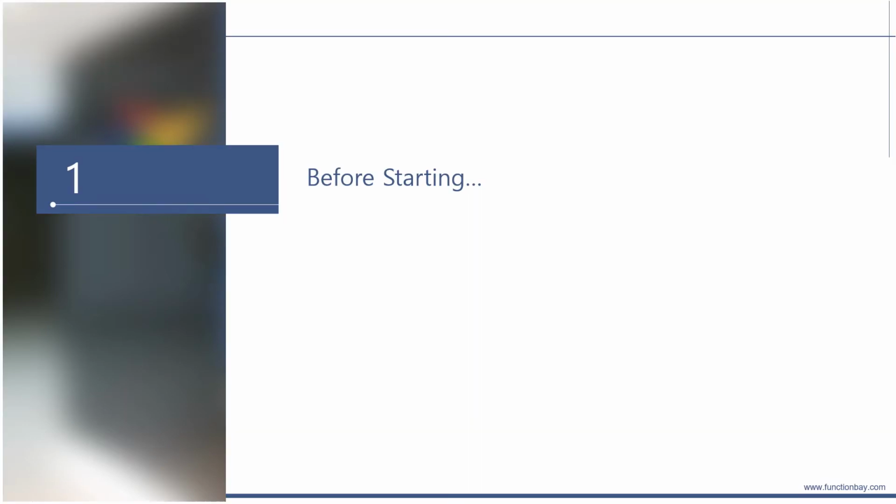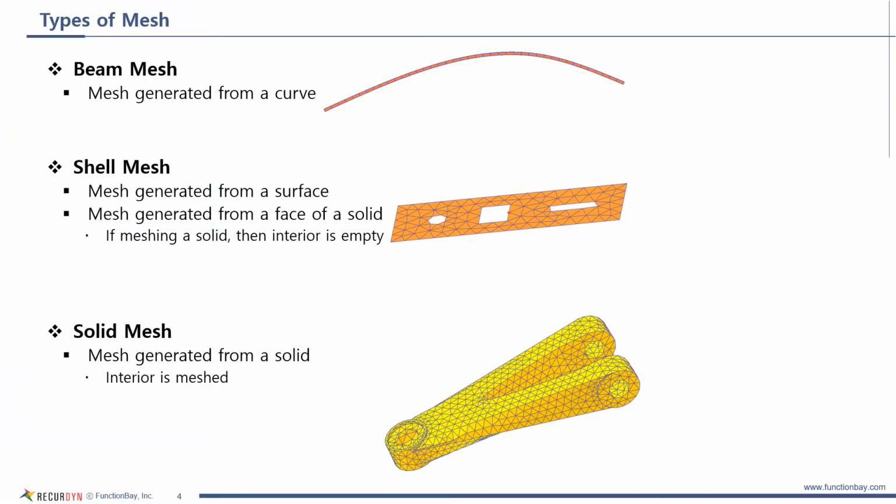Before I start explaining the options of AutoMesh, I want to give you some background about meshing in RecurDyn. There are 3 kinds of meshes in RecurDyn: beam mesh, shell mesh, solid mesh. First, beam meshes. Beam meshes are generated from a curve, and they are composed of beam elements.